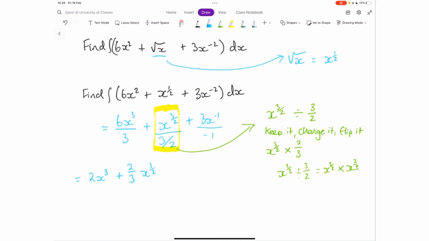And in the final part here, I've got 3x to the minus 1 divided by minus 1. Of course, 3x to the minus 1 divided by minus 1 will give me minus 3x to the minus 1, plus my constant of integration, which I've forgotten up here as well. So that is the answer to that one.